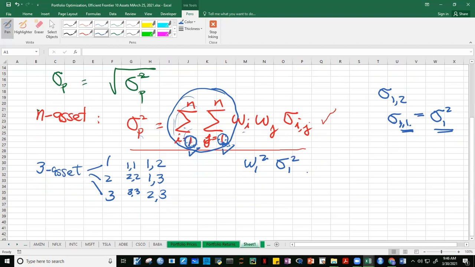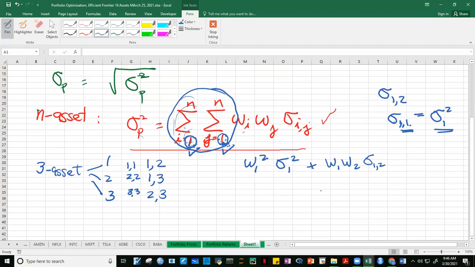Magiging, lagyan natin dito. So, plus to, no? Plus. Kasi sinasama natin lahat, no? So, plus what? Palitan natin to ng 1 and 2. So, W1, W2. Diba? Pinapalitan mo lang yung I and J natin ng kung anong asset yung pinipair mo. No? So, W1 times W2 times what? Times 1, 2 din to. So, that's the covariance of 1 and 2.